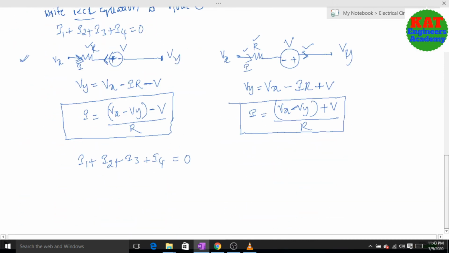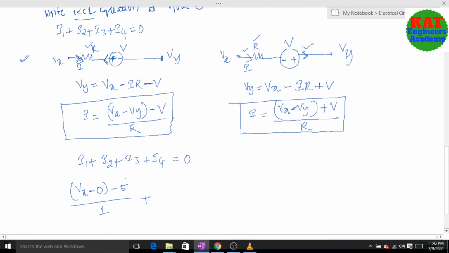So finally we get the equation: I1 is Vx, the higher potential, minus Vy, where the lower potential is 0. Next, minus V, which is 5 volts, divided by the resistance R, which is 1 ohm. So I1 is over. Next, plus I2.